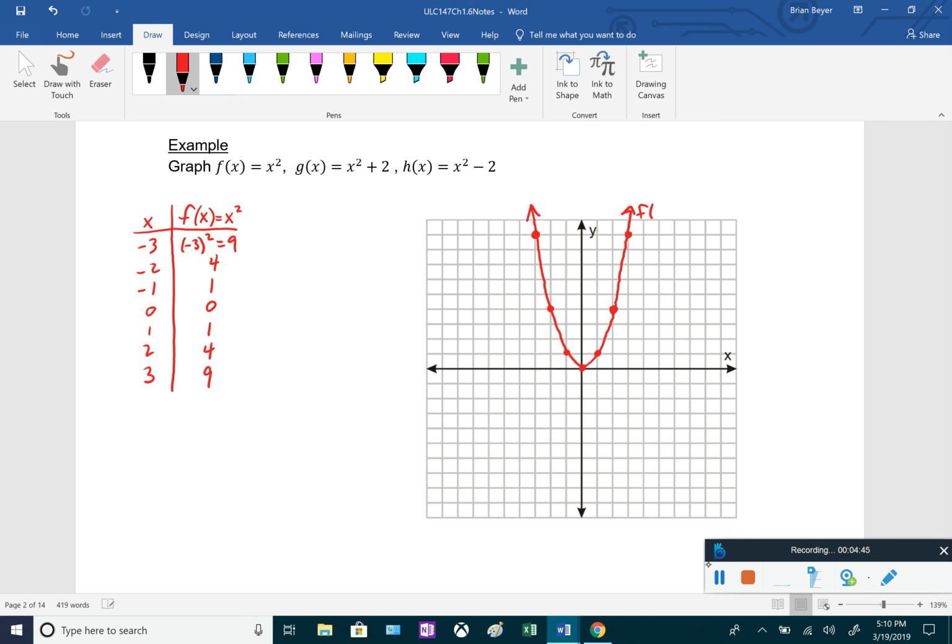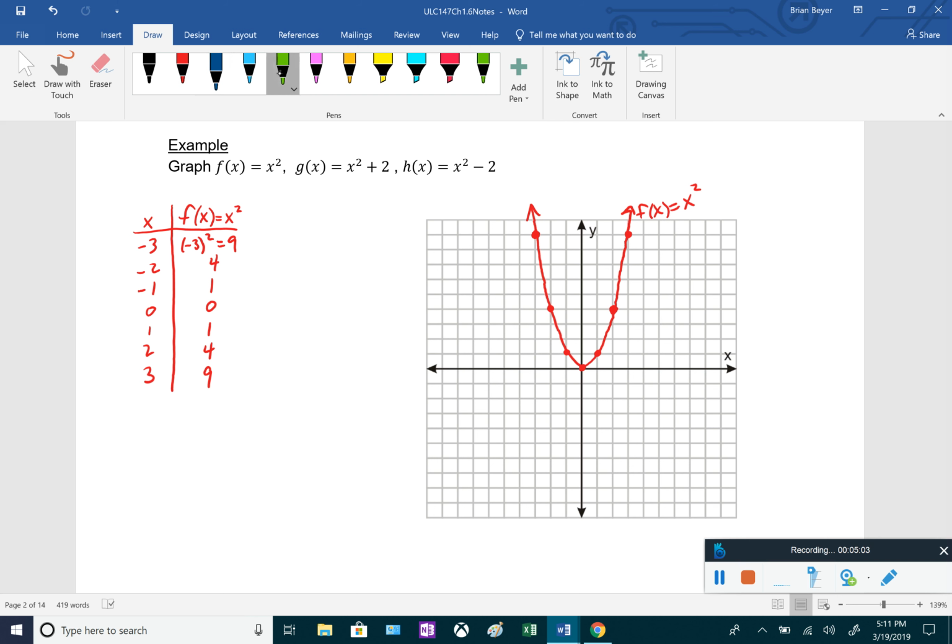So this will be f of x equals x squared. Anytime we're dealing with a function where it's quadratic like this should be the first thing that comes to your mind. You should be able to plot this pretty quickly. So let's graph g of x. G of x is x squared plus 2.